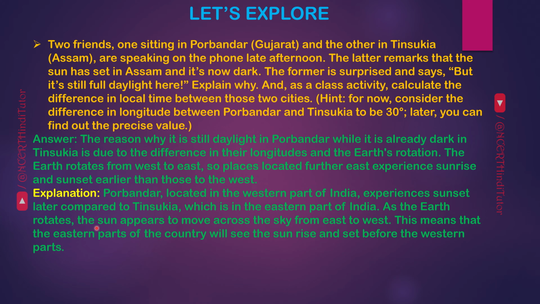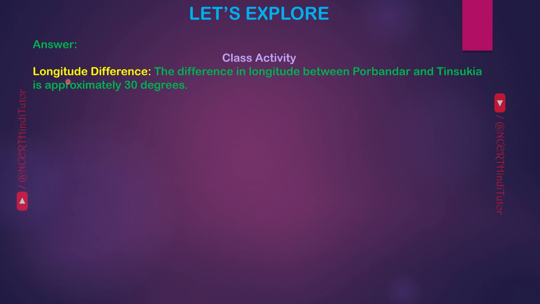As the earth rotates, the sun appears to move across the sky from east to west. This means that the eastern parts of the country will see the sun rise and set before the western parts. Class activity. Longitude difference. The difference in longitude between Porbandar and Tinsukia is approximately 30 degrees.